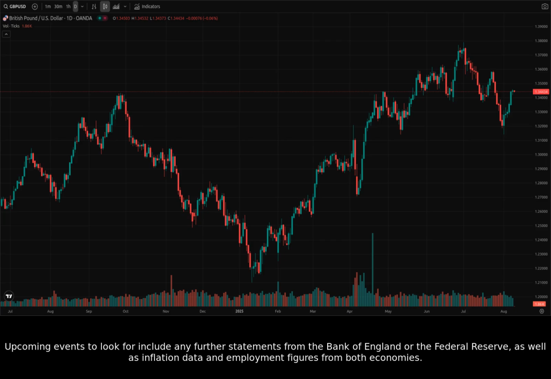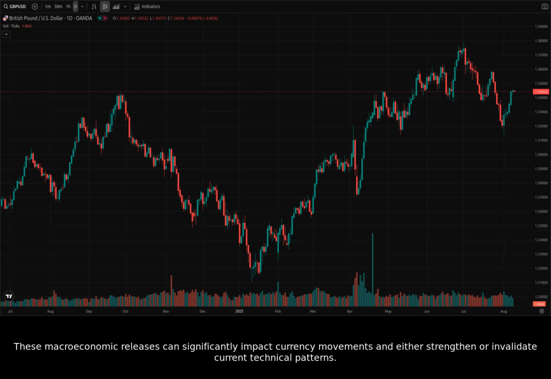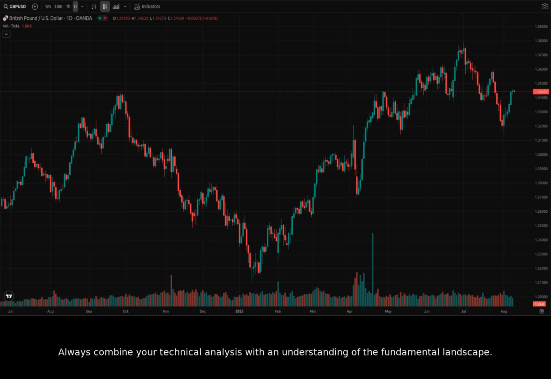Upcoming events to look for include any further statements from the Bank of England or the Federal Reserve, as well as inflation data and employment figures from both economies. These macroeconomic releases can significantly impact currency movements and either strengthen or invalidate current technical patterns. Always combine your technical analysis with an understanding of the fundamental landscape.